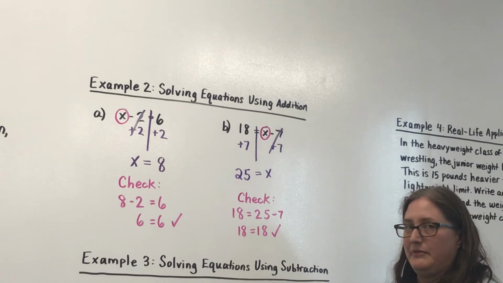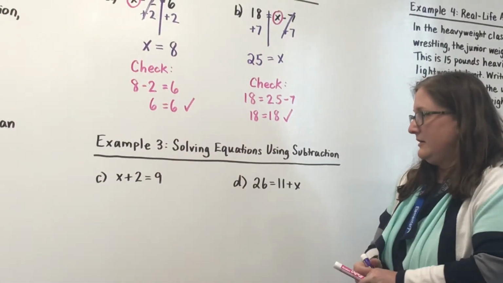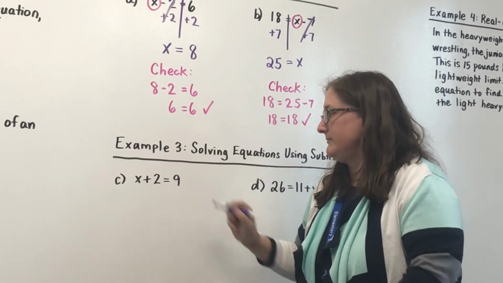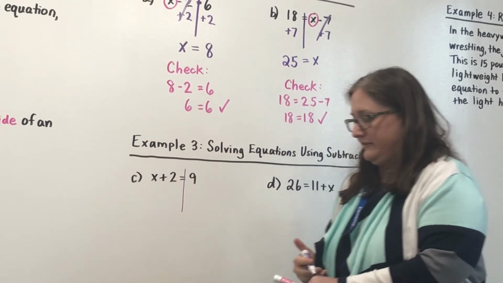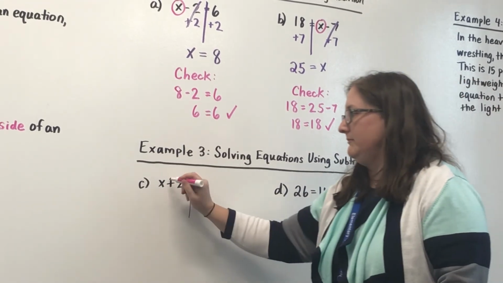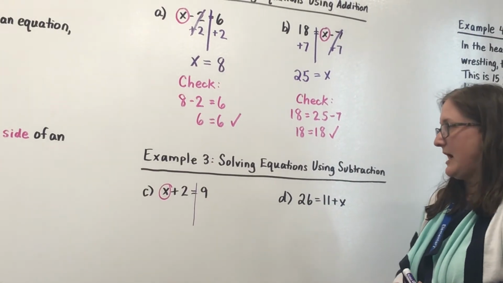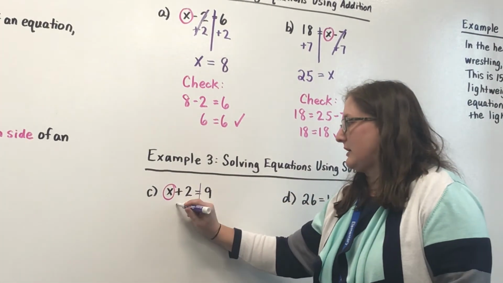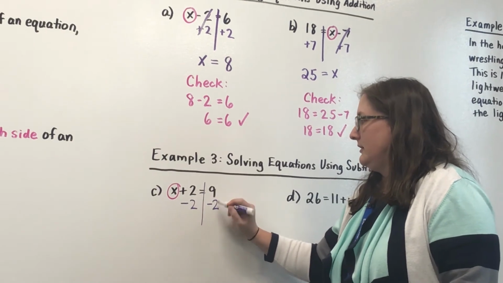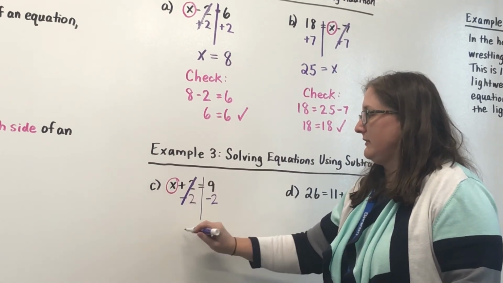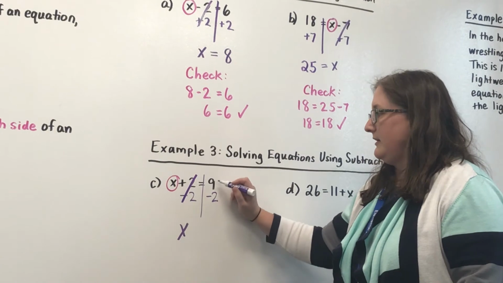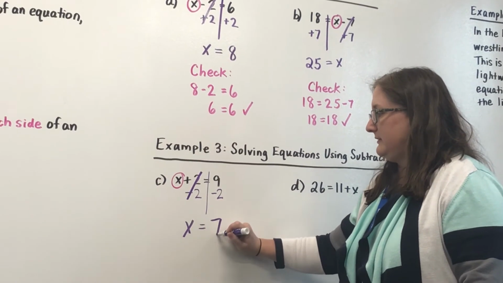I'm going to do the same thing down here. So I'll split my equation. I'm going to start on the side that actually has my variable, and it has x plus 2. The opposite of adding 2 is going to be to subtract 2. Adding and subtracting 2 cancels out, left with x, and 9 minus 2 gives me 7.